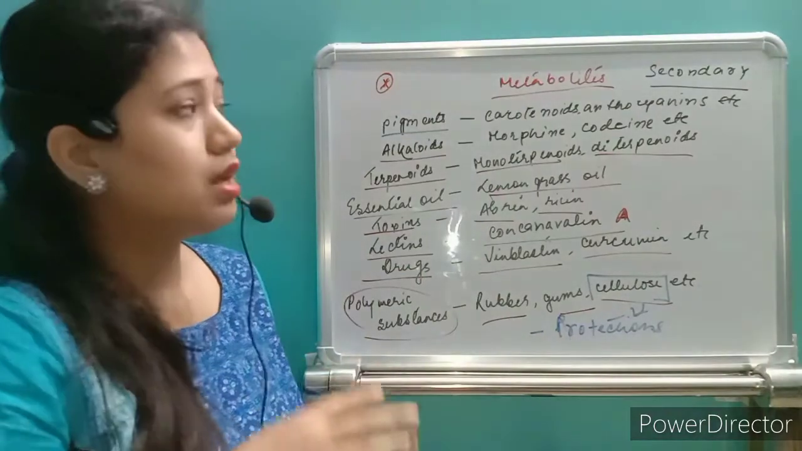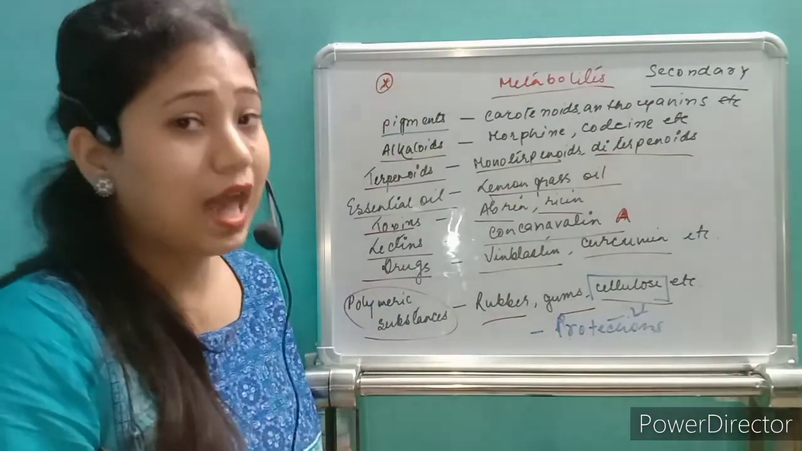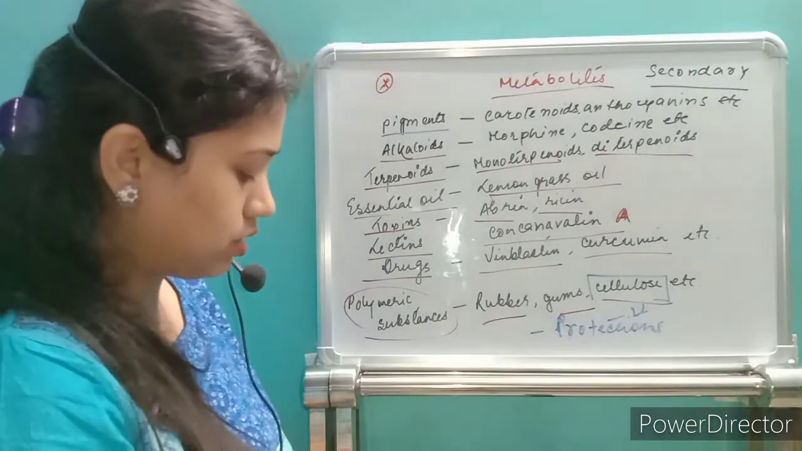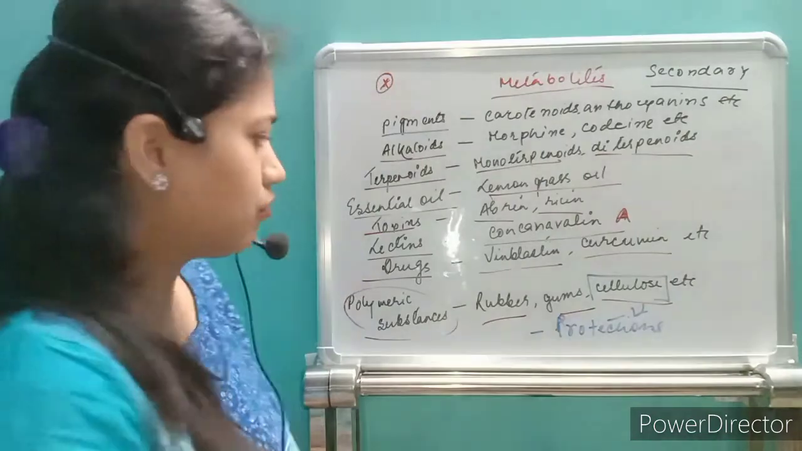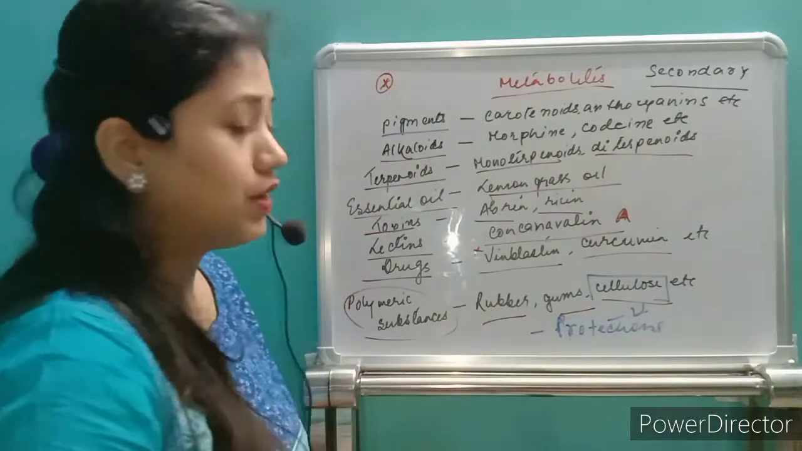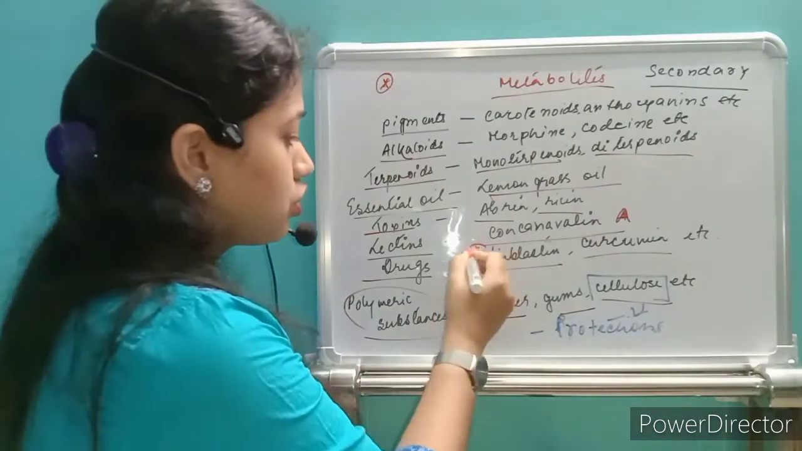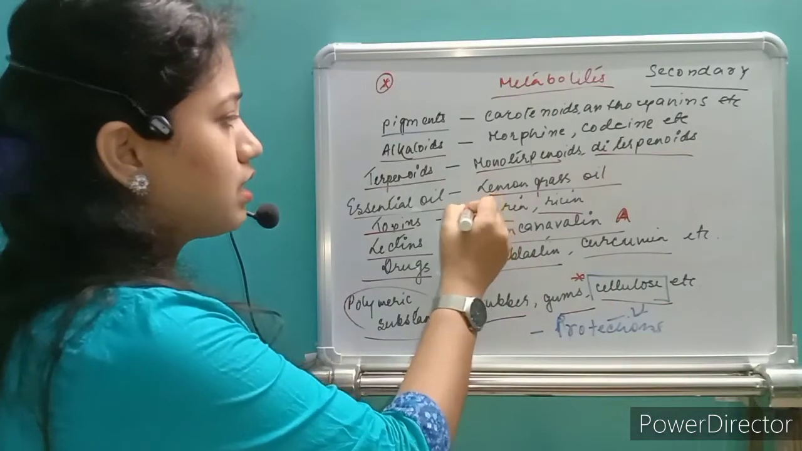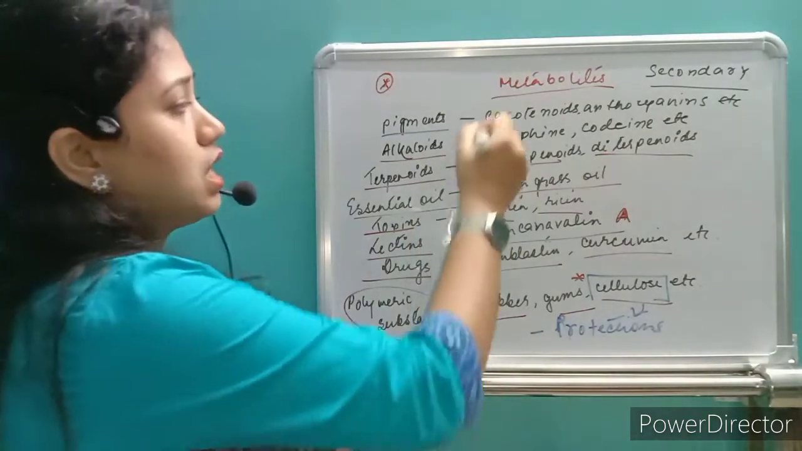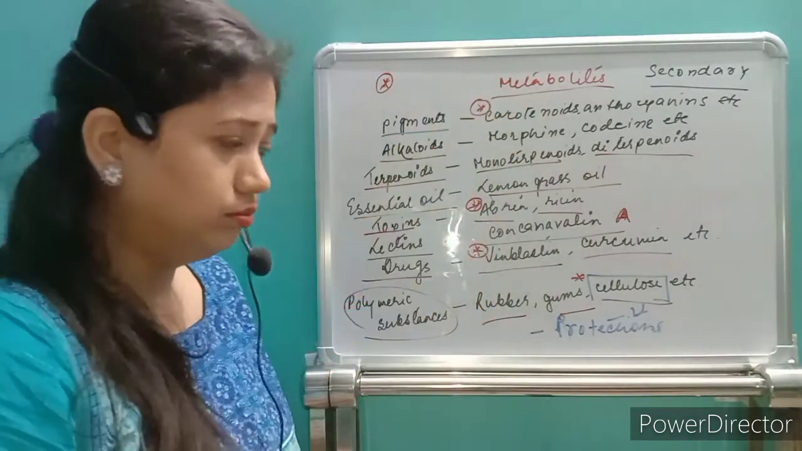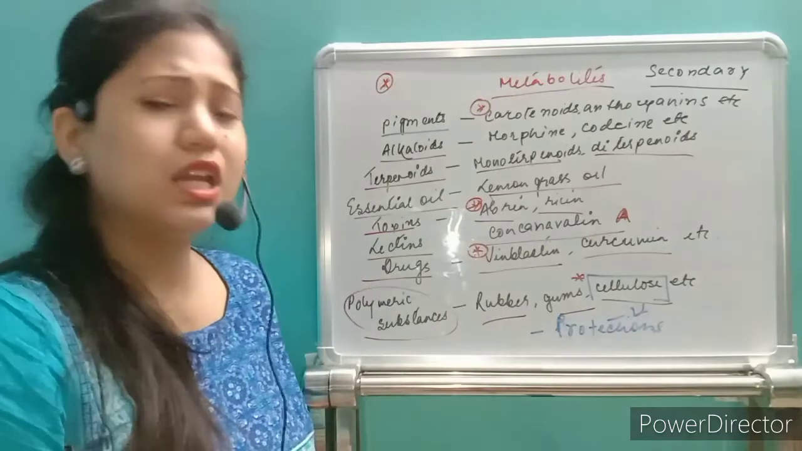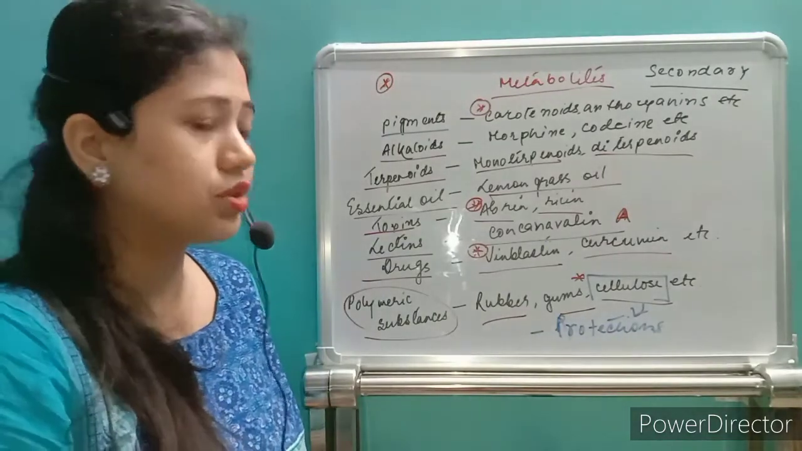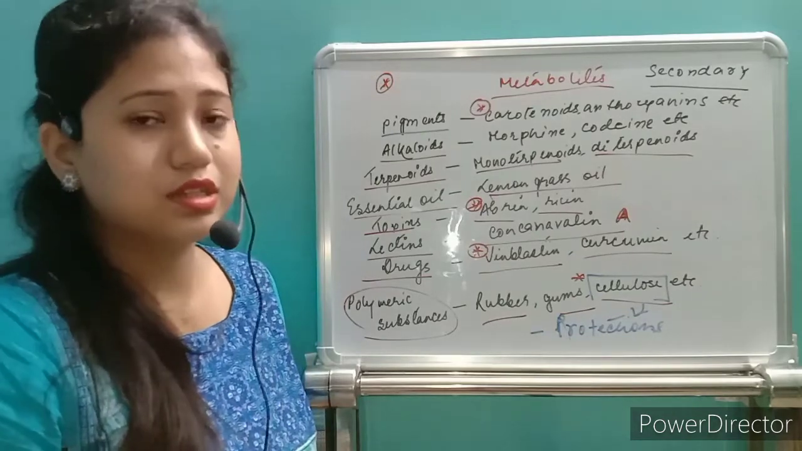From this chart, a number of questions have come a number of times. One question came in 2019: what is vinblastine? Another asked, what is the function of cellulose? Another: abrin and ricin are examples of what? This type of question generally comes in a number of exams. In the NEET examination this is very much important, and from the board's point of view as well.